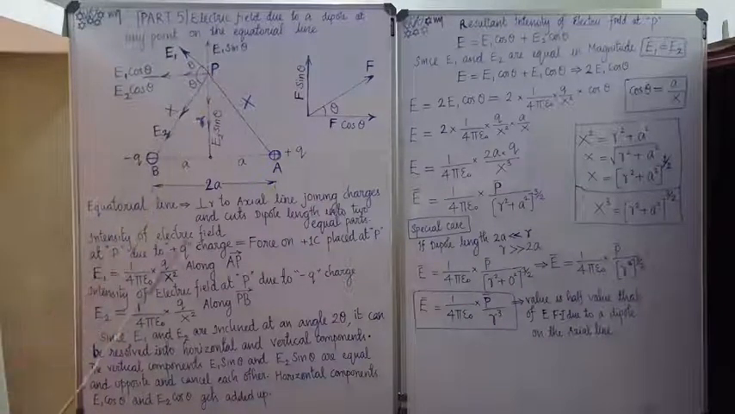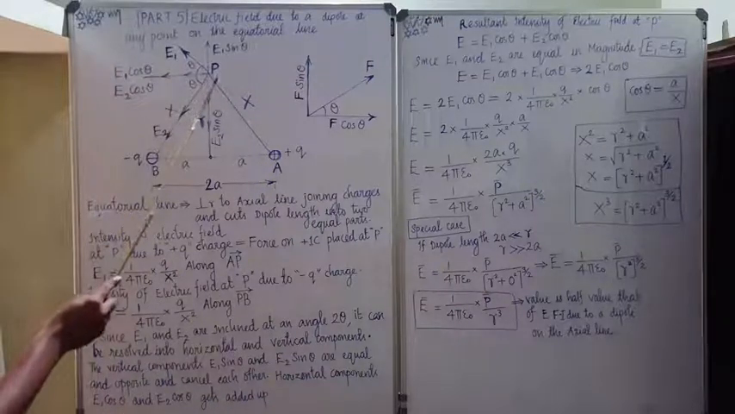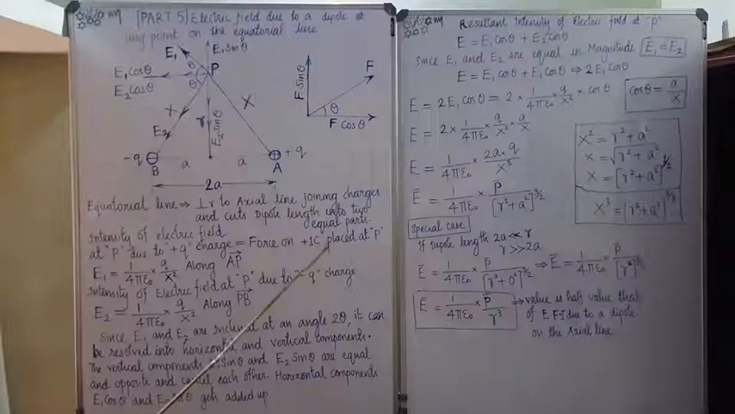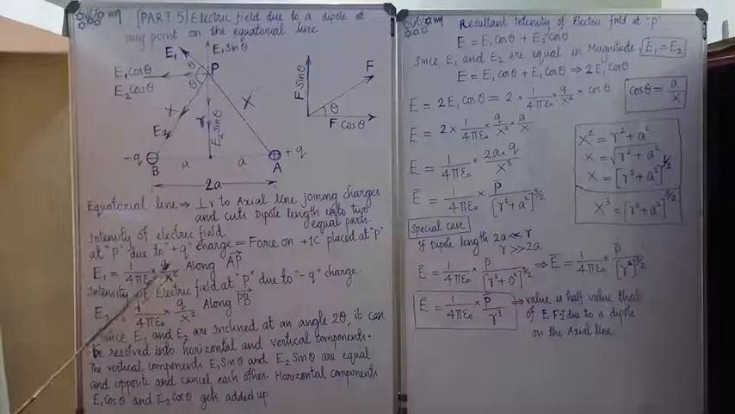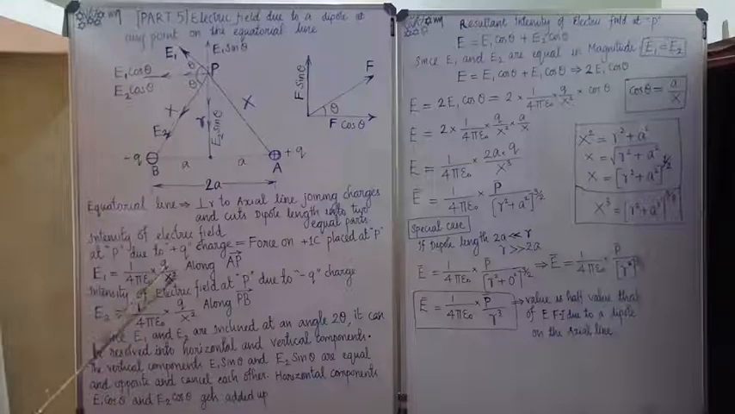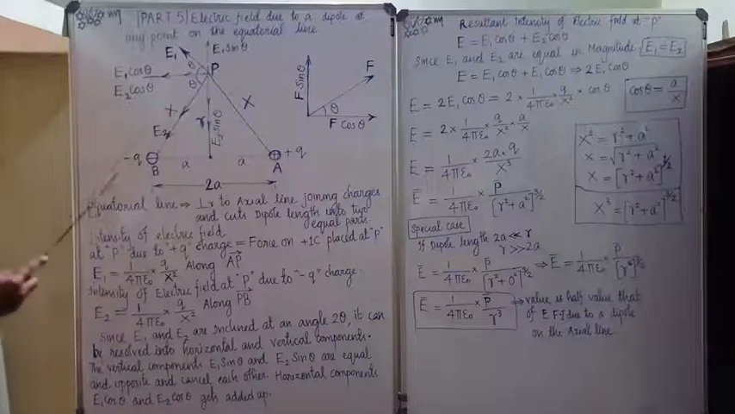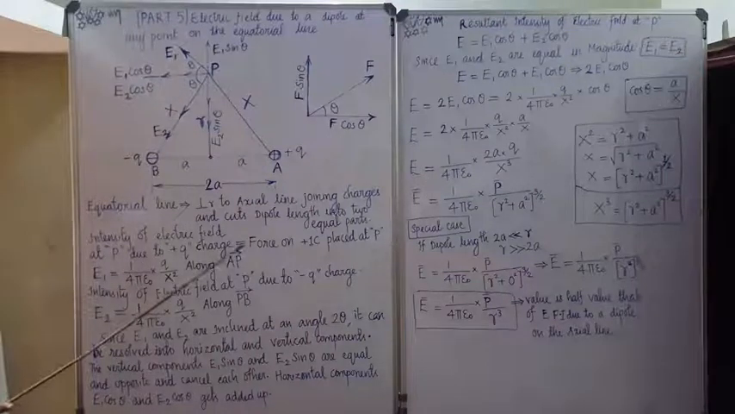To be convincing to the examiner, just write: intensity of electric field at P due to plus charge Q is equal to the force on a unit positive charge placed at P. That's the basis. So Q into 1 coulomb is Q coulomb itself. That is, E1 is equal to 1 by 4 pi epsilon 0 into Q by x square, along the AP direction, that is, emanating from this positive charge towards outside. So in the direction AP.